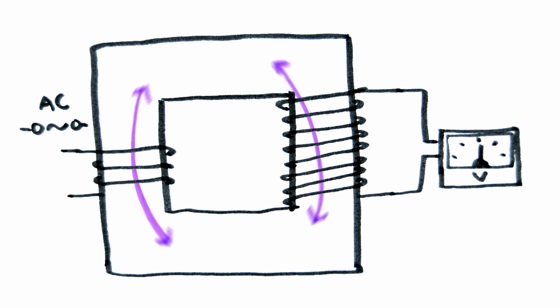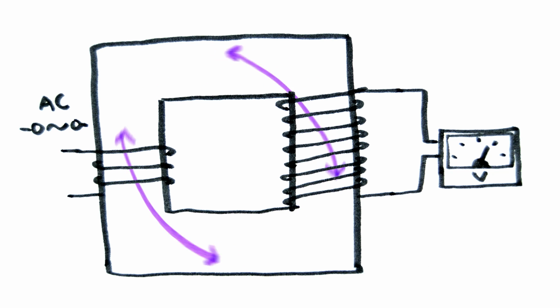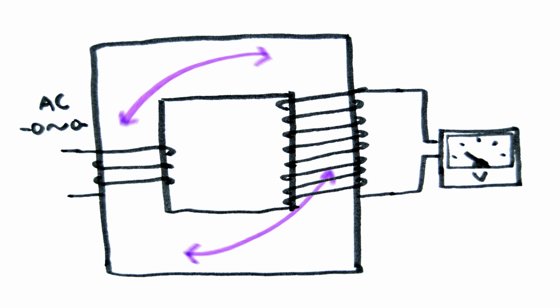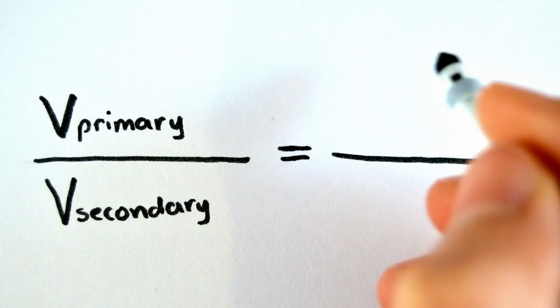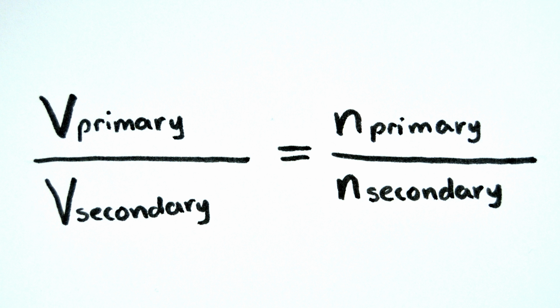There is a formula you can use to work out what the potential difference across the coils will be. The potential difference across the primary coil divided by the potential difference across the secondary coil equals the number of turns on the primary coil divided by the number of turns on the secondary coil.